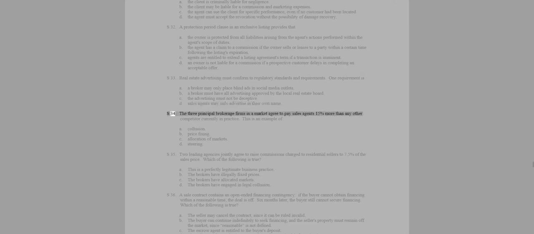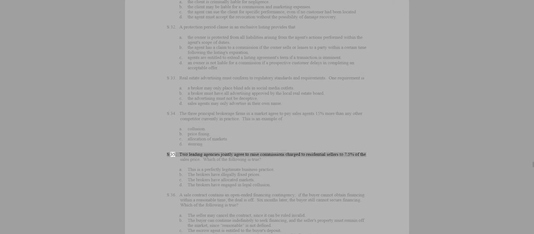S34. The 3 principal brokerage firms in a market agree to pay sales agents 15% more than any other competitor currently in practice. This is an example of: A. Collusion. B. Price fixing. C. Allocation of markets. D. Steering.